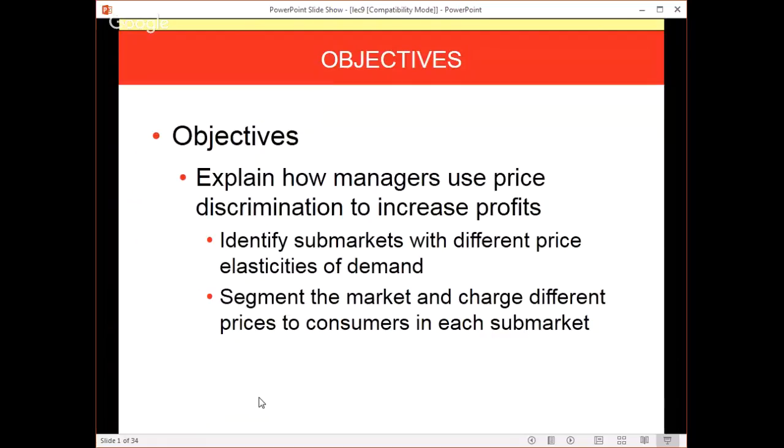And price discrimination is simply, I charge different prices to different people or to different groups according to their willingness to pay. So I want to identify sub-markets with different price elasticities and segment the markets and charge different prices to consumers in each sub-market.